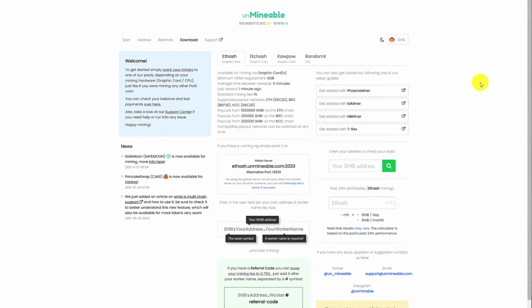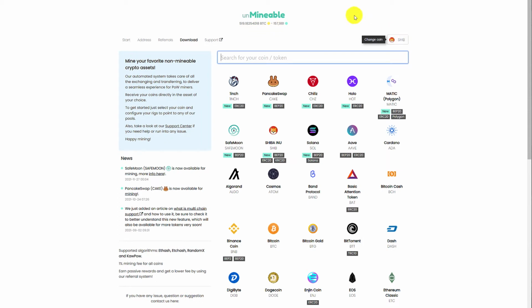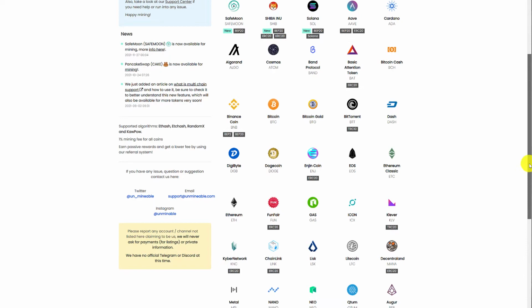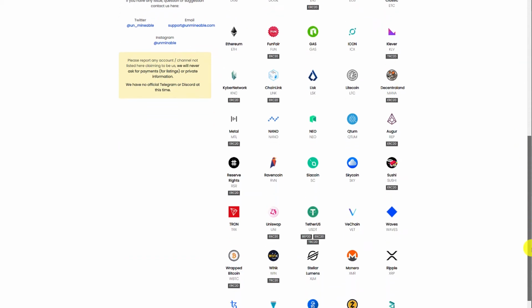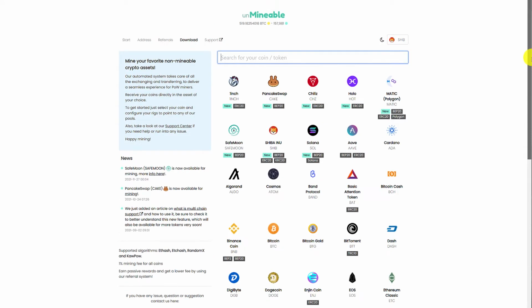Before I actually built the rig, I was on this site called Unminable, and I was mining Shiba Inu tokens. Unminable is a site that allows you to mine non-proof of work tokens, and there's a whole bunch of them here which you can have a look at, different projects that you may be interested in that are not proof of work or not mineable, and you can choose the token that you wish to get paid out in.